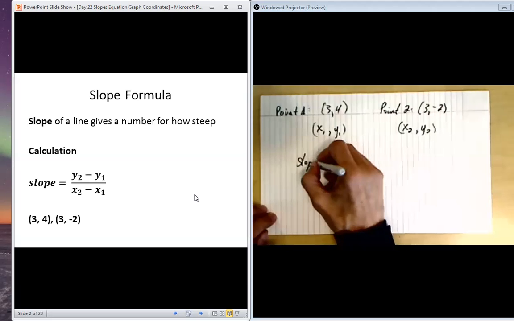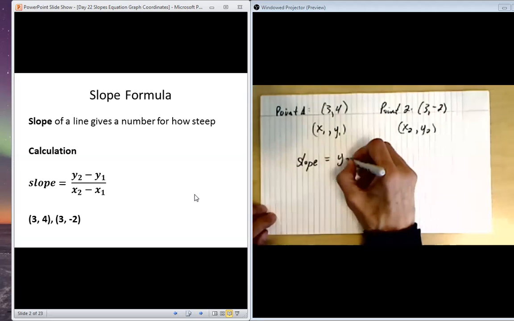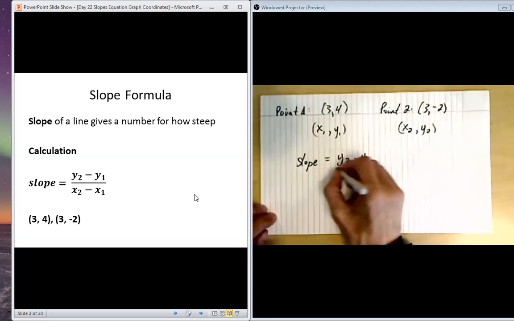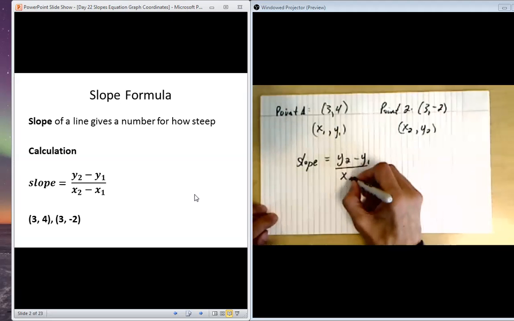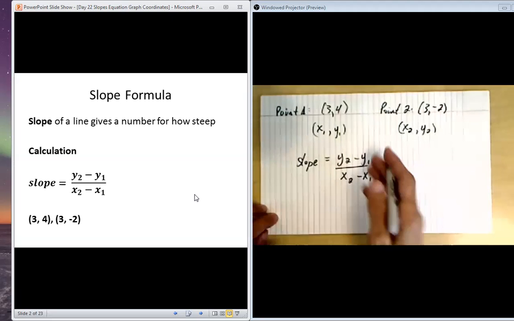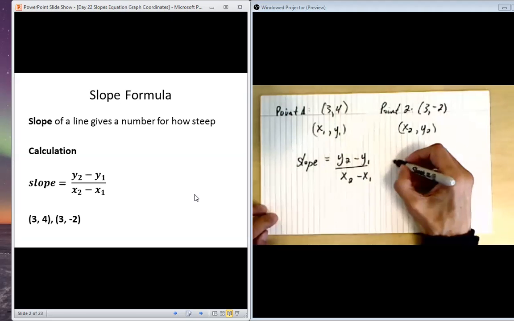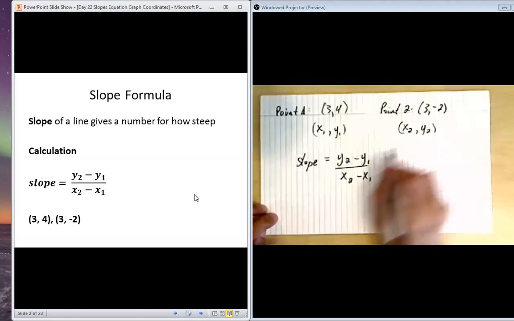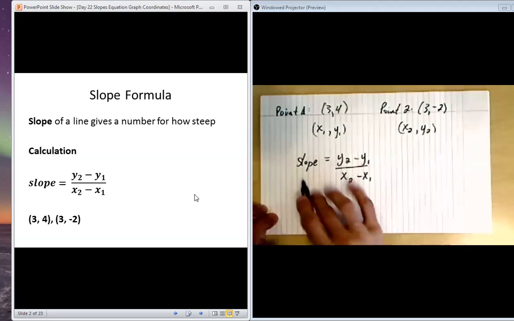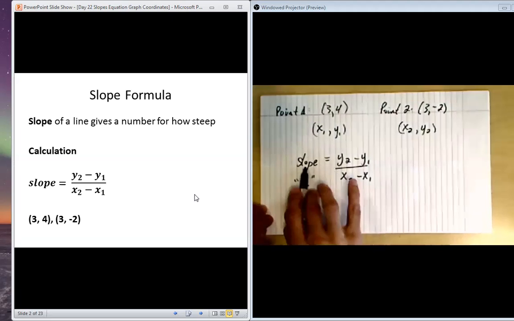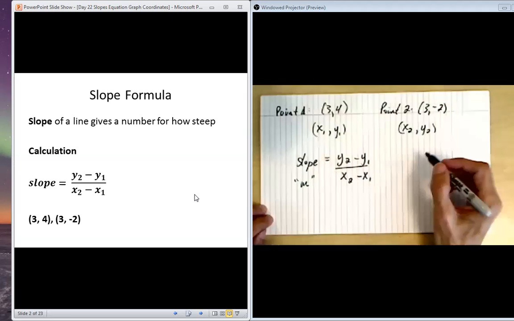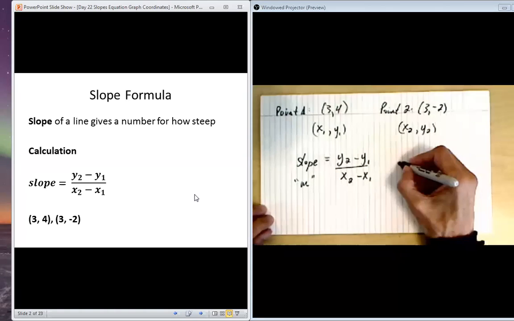Substitute it in. Formula first. Anyone take physics yet? Formula first. A shorter way of writing slope is m, for some reason. S-L-O-P-E. There's no m in there. So I don't know why, but m will show up sometimes for slope.